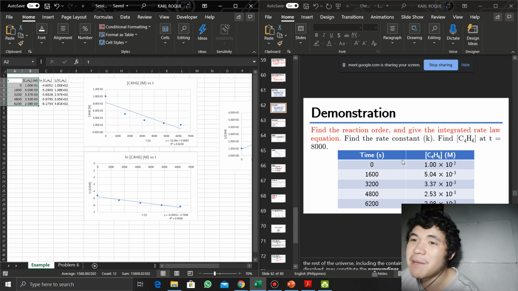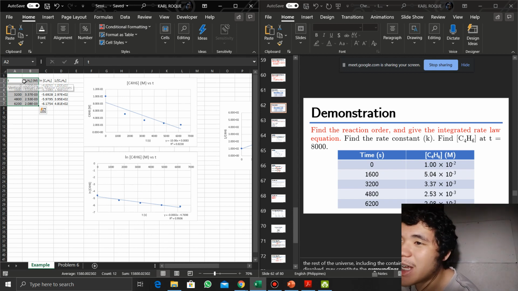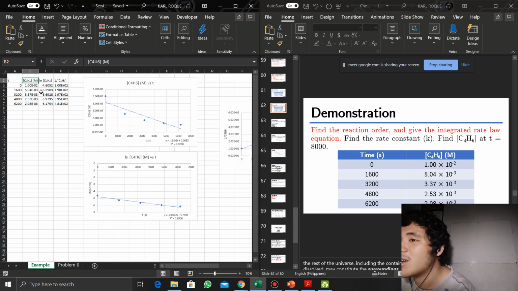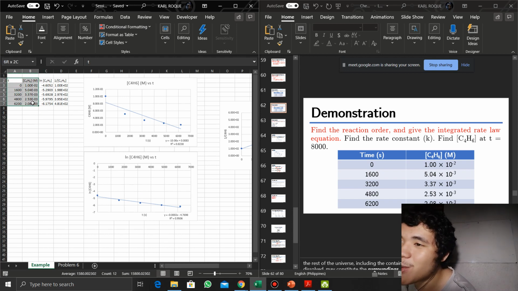Kasi tatlong table yung gagawin natin, di ba? Unang-una, yung concentration versus time. Yung susunod, ln versus time. Yung susunod, 1 over concentration versus time. Palagi tatlo gagawin nyo. It's more of trial and error. So, sige nga, as an exercise, can you show me yung equation ng line na makukuha nyo from plotting C4H6 versus time? Sige, let's go.